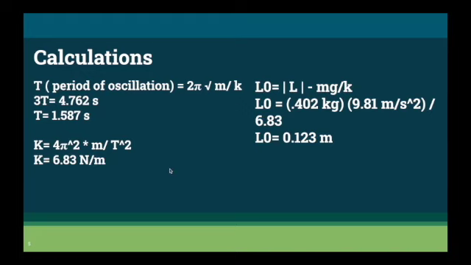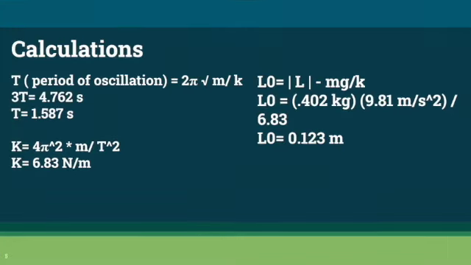Lastly, I had to calculate L0, which is calculated by the absolute value of L minus mass times g divided by the spring constant k. This equation calculates our stretch length. L is equal to 0.7 meters and m is equal to 0.402 kilograms. And this gives us an L0 value of 0.123 meters.